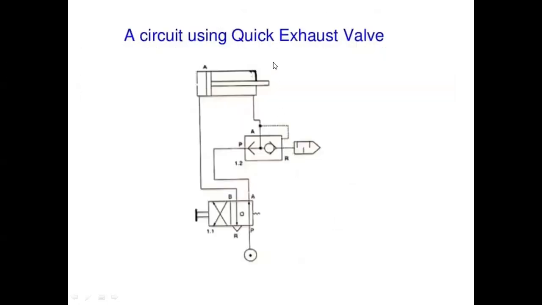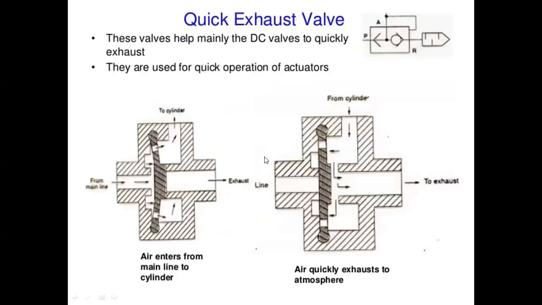A circuit using quick exhaust valve. This is circuit for quick exhaust valve. We can see here at our actuator, this is quick exhaust valve. This valve helps mainly DC valve to quickly exhaust. They are used in quick operation of actuators. Air enters from main line to cylinder. Here, air quickly exhausts to atmosphere.